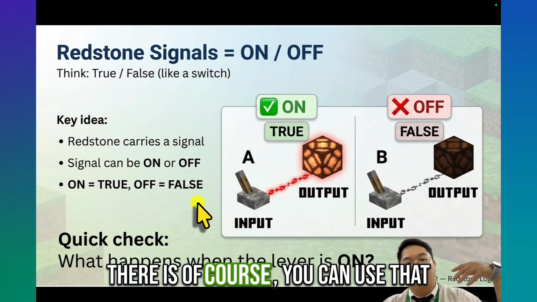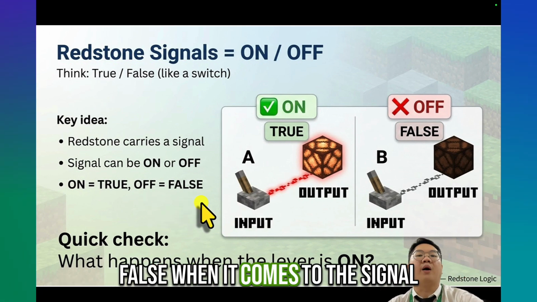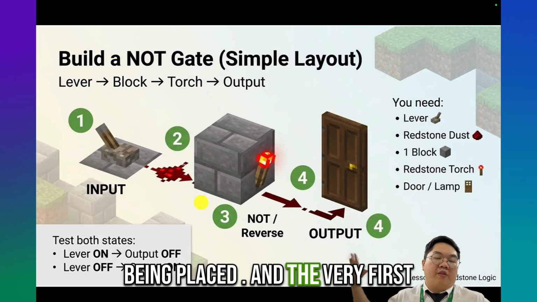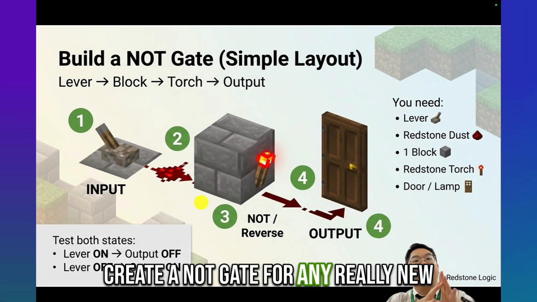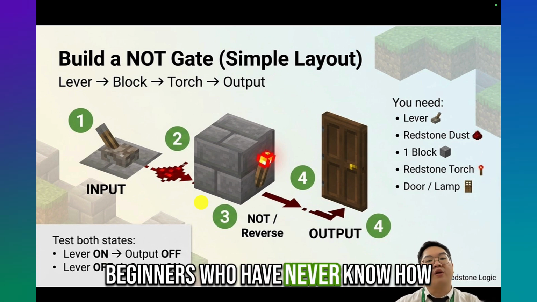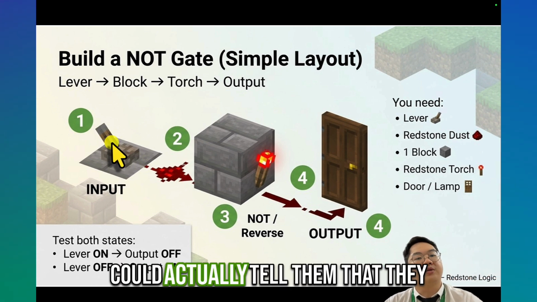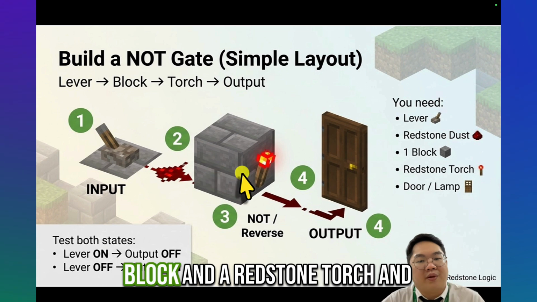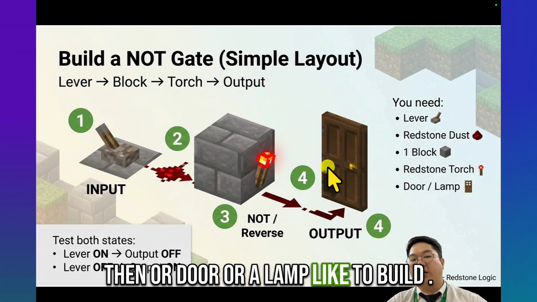And of course, you can use that to show students what is true or false when it comes to the signal being placed. The very first activity is to guide them how to create a NOT gate for any really new beginners that never know how to build things themselves. Here are some visual guides that you could actually tell them that they need a lever, redstone dust, a block, and a redstone torch, and then a door or a lamp, whichever they like to build.